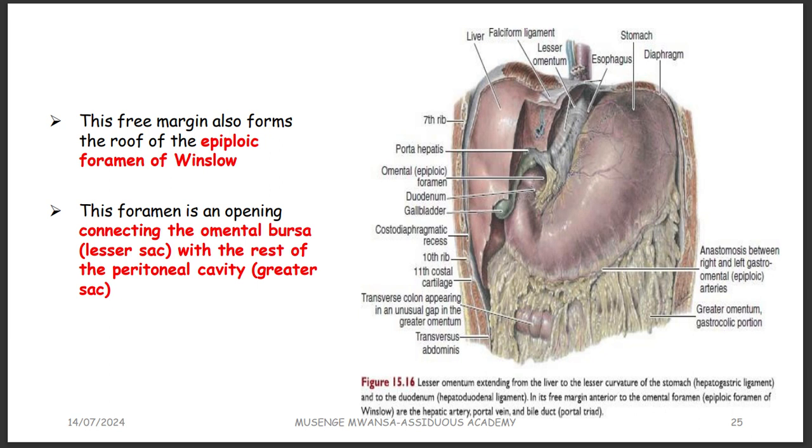So remember we talked about the opening that is left when there is a rotation. There's actually a window that we can use to go to that foramen. That is known as the epiploic foramen of Winslow. So this space here, the epiploic foramen of Winslow, is going to open to the omental bursa, the opening that is left a bit posteriorly. That is going to connect the omental bursa to the rest of the peritoneal cavity.